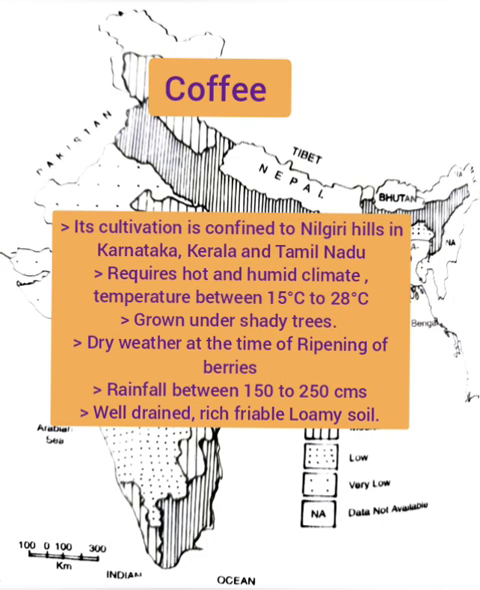Next is coffee. Its cultivation is confined to the Nilgiri hills in Karnataka, Kerala and Tamil Nadu. Requires hot and humid climate, temperature 15 degrees centigrade to 28 degrees centigrade. Grown under shady trees, with dry weather at the time of ripening of the berries. Rainfall between 150 to 250 centimeter. Well drained, rich, friable, loamy soil required.